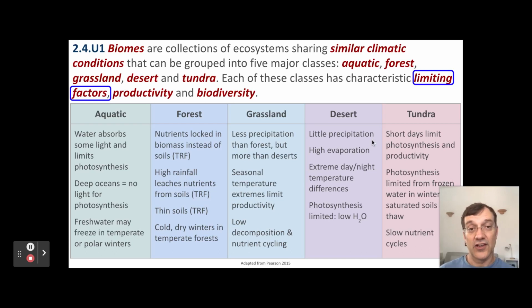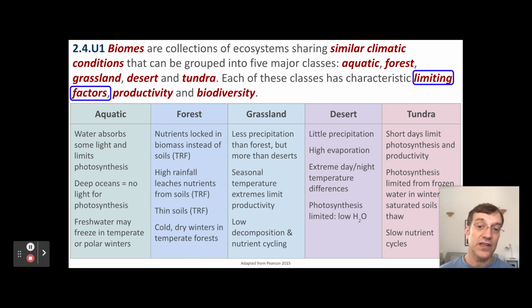Deserts, I think it's relatively obvious that because there is little precipitation, there's not much water to support a lot of photosynthesis. So the combination of low precipitation and high evaporation means water is your primary limiting factor in deserts. Deserts also typically have extreme day-night temperature changes, cold nights, extraordinarily hot days, and those extremes are difficult for plants that are not highly specialized for those conditions to survive.